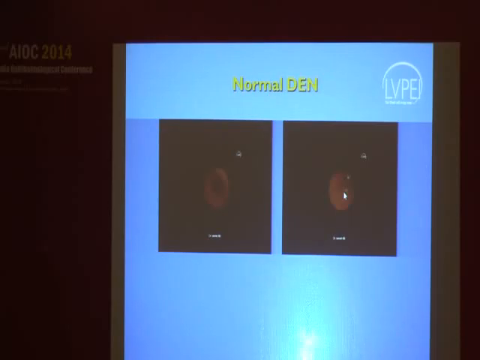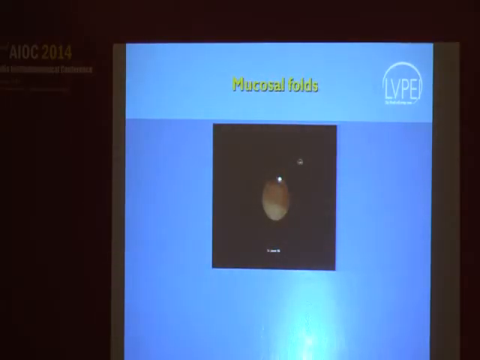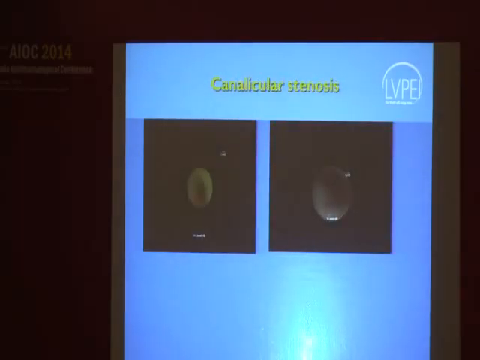Now, obviously it's not a Hasner's valve, but there are numerous such folds that you would come across in a normal system, which are very important for the flow of tears. These are examples of the mucosal folds that you see in the nasolacrimal duct. It also has diagnostic indications, like canalicular stenosis, as you see here, where it is a bit more stenosed in this particular area.